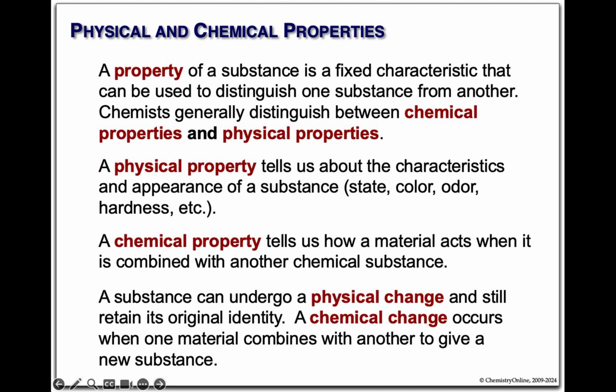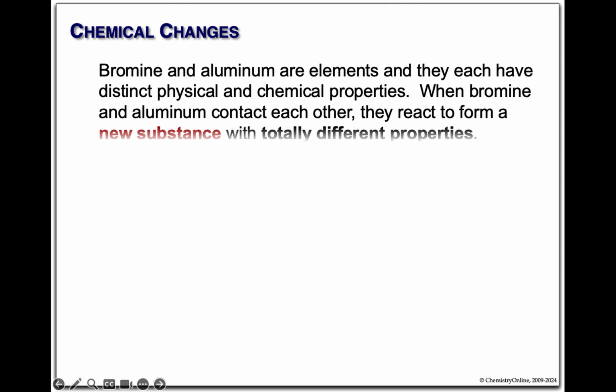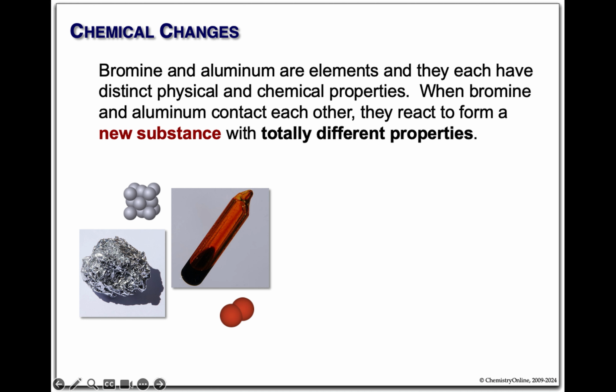Let's look at an example. This is bromine. It's in a little vial because it's nasty and poisonous. This is a model of bromine, space-filling model, 2 bromine atoms stuck together. This is aluminum. Aluminum is a metal, shiny stuff. It's actually a wad of aluminum foil. Turns out that aluminum reacts with bromine. A chemical change occurs. Let's watch it happen.